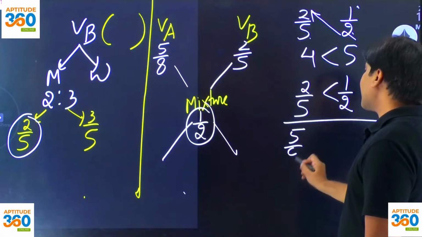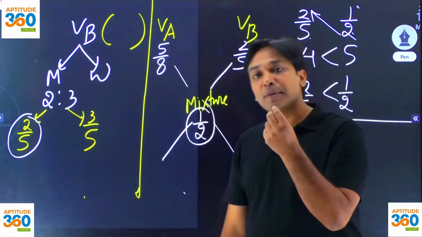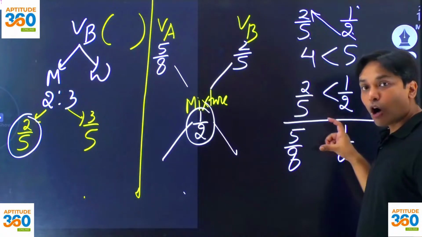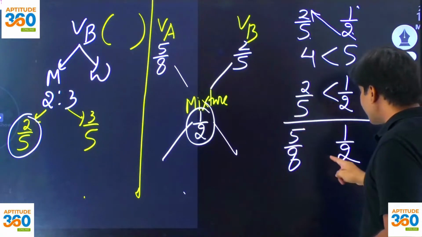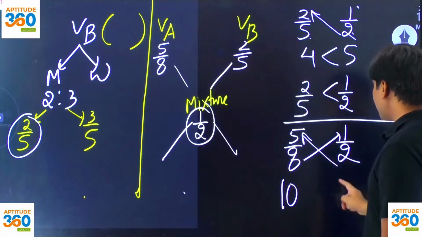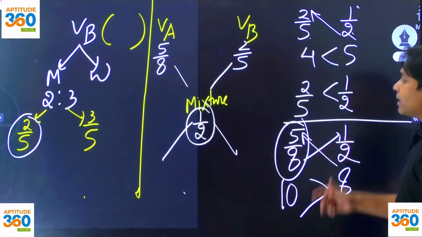For example, if I have to find out which is bigger, 5/8 or 1/2, I know these decimal values. 5/8 is 0.625 and 1/2 is 0.50. Obviously this will be bigger than this, but how do I check this? 2 into 5 is 10 and 8 into 1 is 8. Since 10 is bigger than 8, 5/8 is bigger than 1/2.